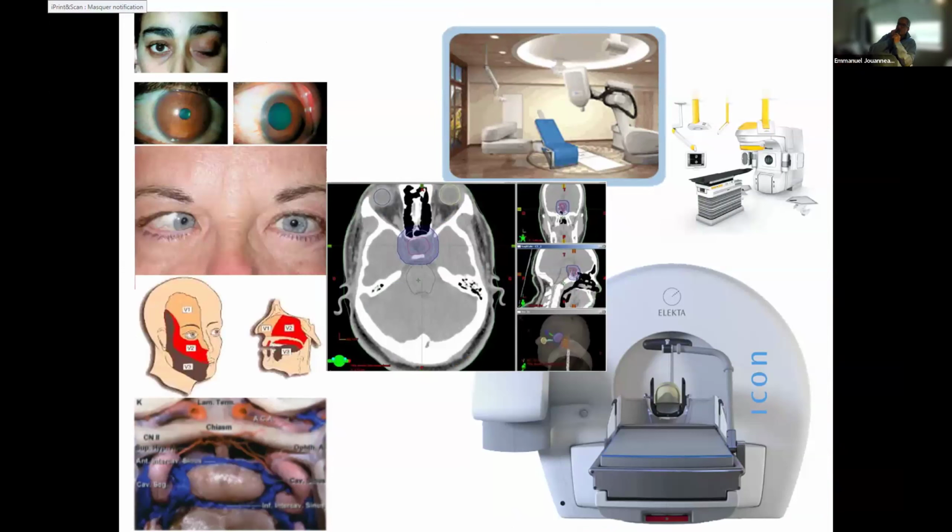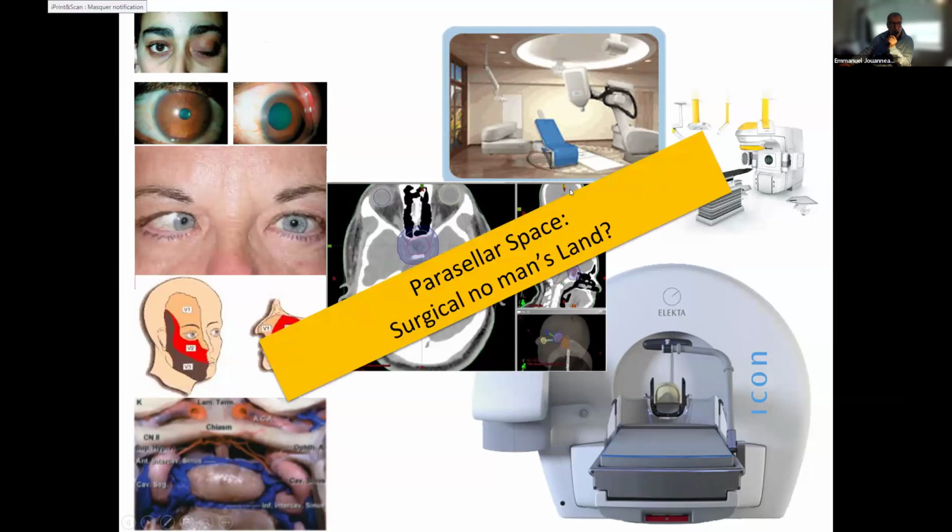During my residency, I started at the end of the golden age of skull base surgery. My former boss was Marc Sindou, who performed a lot of pituitary and cavernous sinus surgery, especially for meningioma. And at the end, because we have more and more options to treat the patient, especially modern radiotherapy, the message was that the parasellar space was a surgical no-man's land, especially for pituitary.